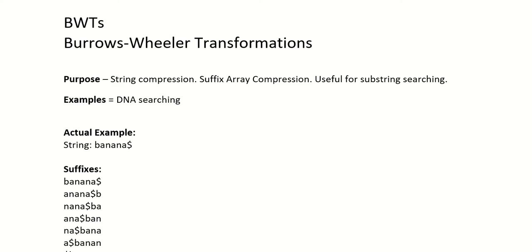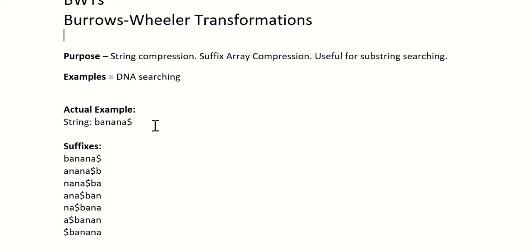All right, I'm going to talk about Burrows-Wheeler transformations, or BWTs. The purpose of BWTs is for string compression. They can also be used for suffix array compression, and they're useful for substring searching, for example, if you're trying to search for a certain substring in a length of DNA.